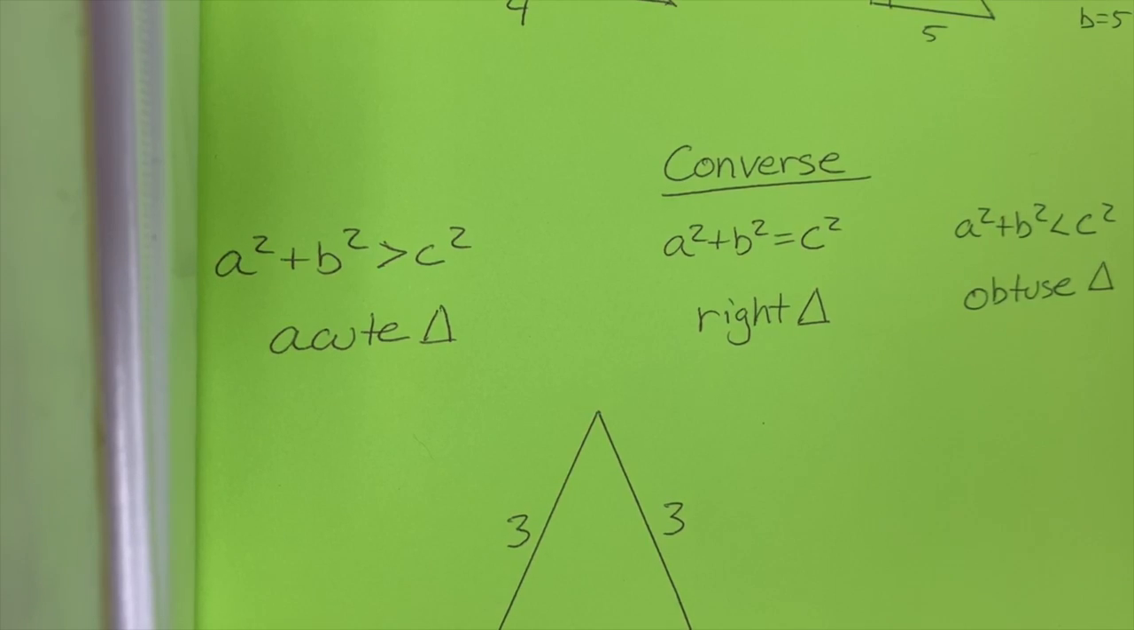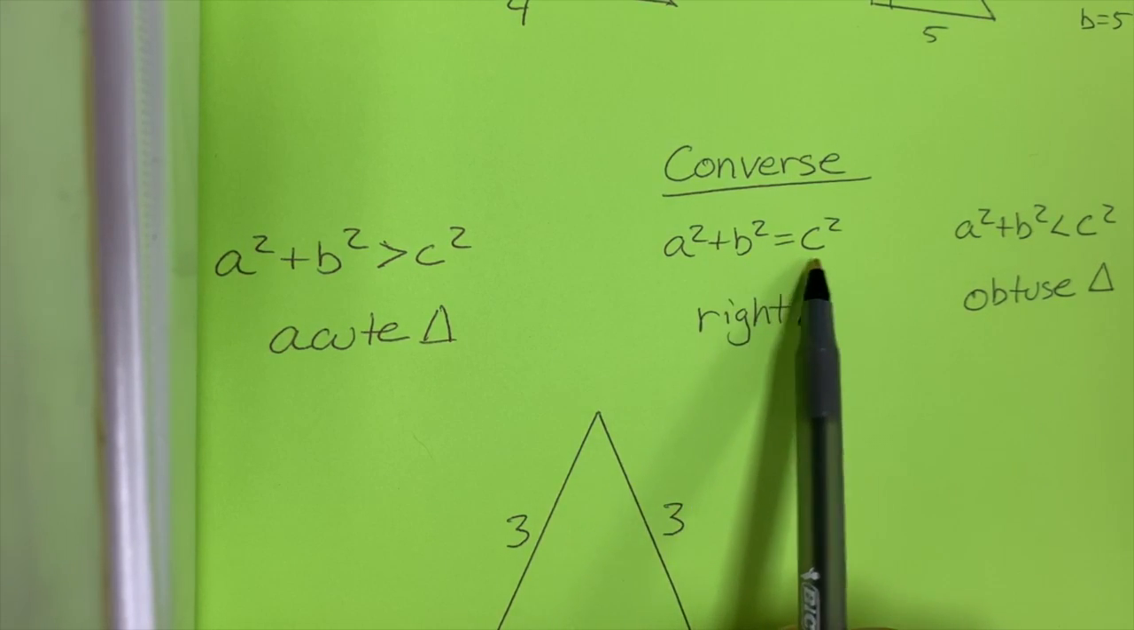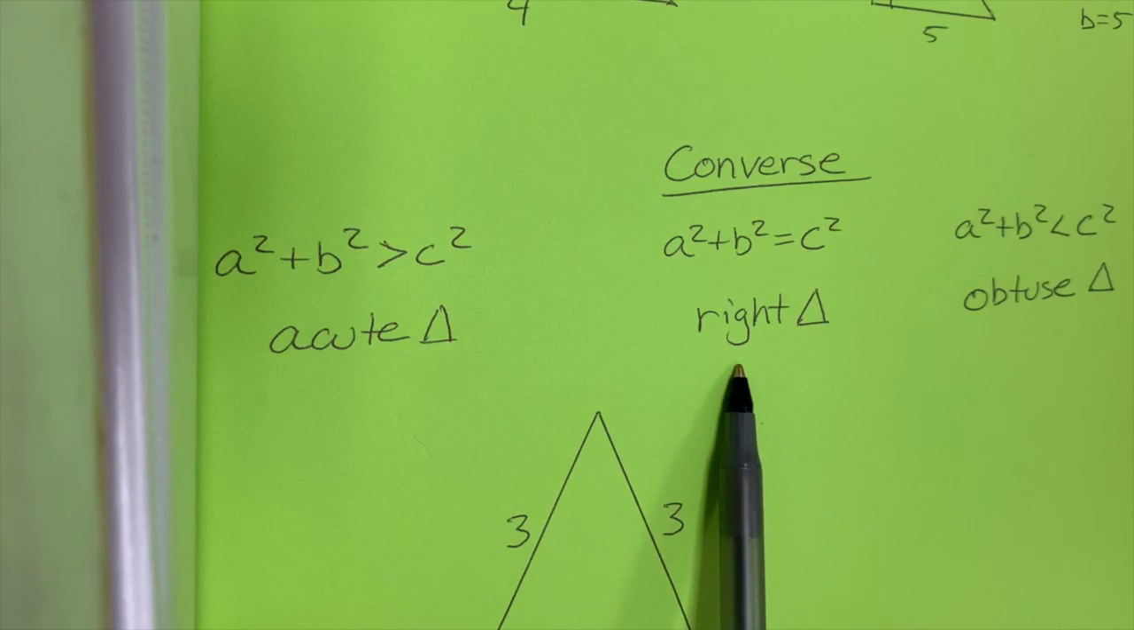Now what we're going to do is go into the converse. So the converse says, well, what if it's not a right triangle? Can I still use the Pythagorean theorem to help us identify what type of triangle it is? Yes, we can. As we've just been talking about, a squared plus b squared equals c squared, that is only for a right triangle.